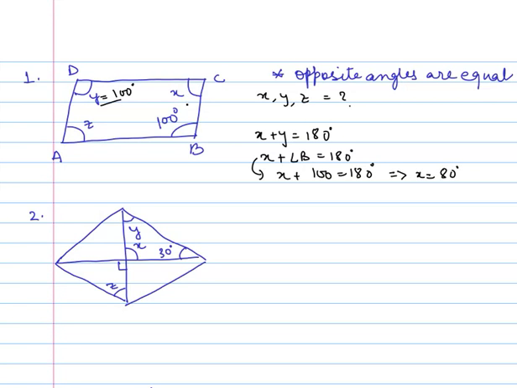Now we know the value of x. x is equal to 80 degrees, right? Again, to find the value of z, we know that opposite angles of a parallelogram are equal. Therefore z will also be equal to 80 degrees. So in this question we have applied the property that opposite angles are equal. We have also applied that adjacent angles are supplementary.